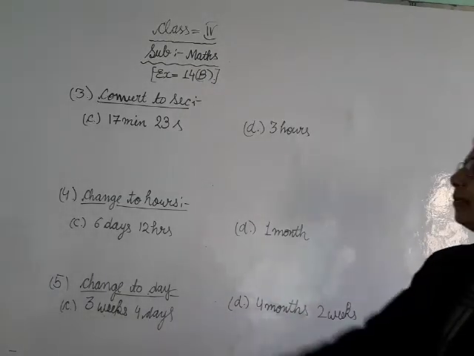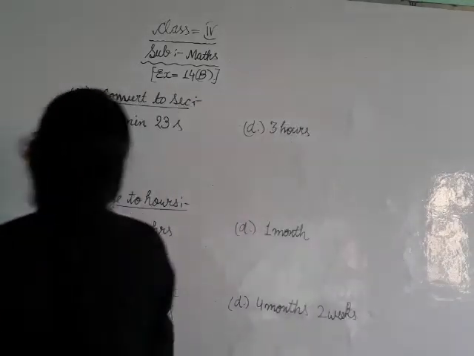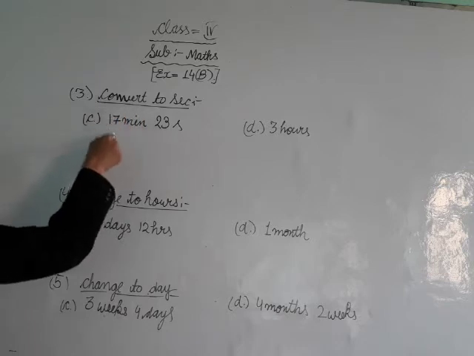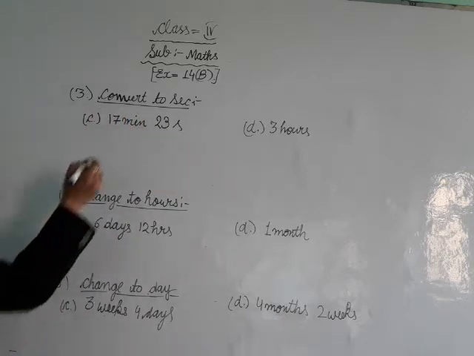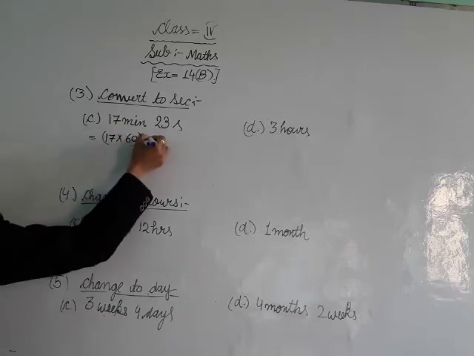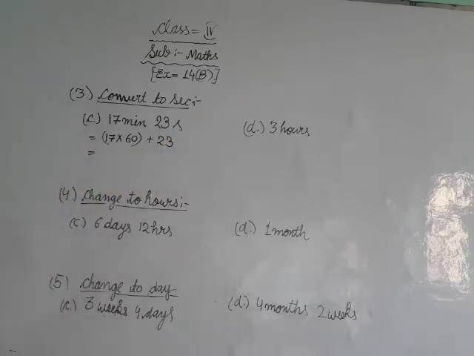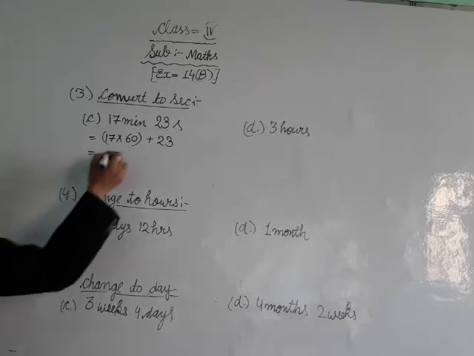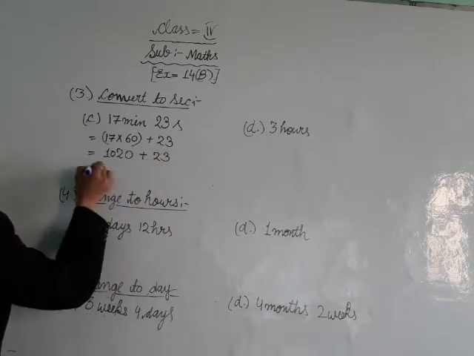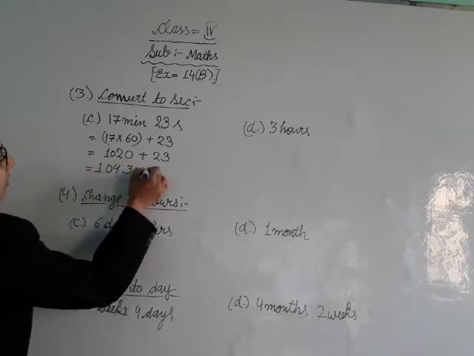Dear students, now coming towards our third question, which is convert to seconds. That means we have to convert it into seconds. Already it is in seconds. What do we have to change? Only 17 minutes into seconds. We know very well how to change. We will multiply 17 by 60 and finally add 23 to make it into seconds. And we know 17 sixes are 102, and 1 zero of 60, plus 23. Then 1043 seconds.